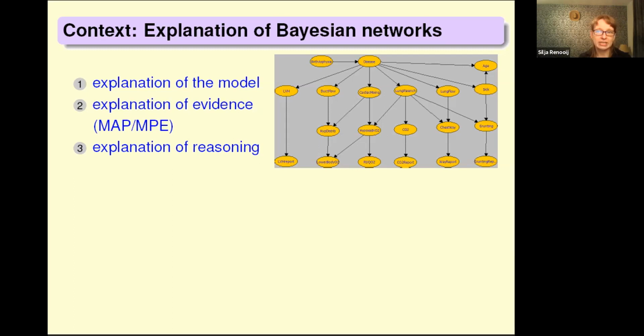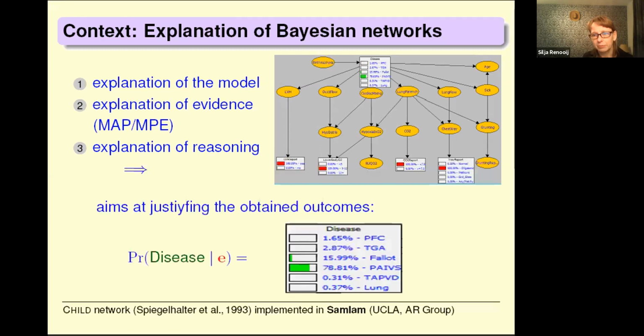You could also explain evidence. So I've got a set of observations. What is the set of non-observed variables that is most likely under these observations? But most often things are about the explanation of the reasoning, and we've got very different types of approaches for that. But usually what they aim to do is to justify the obtained outcomes.